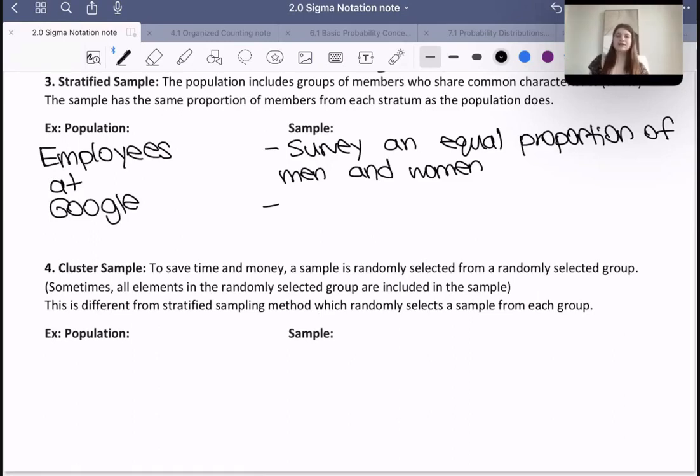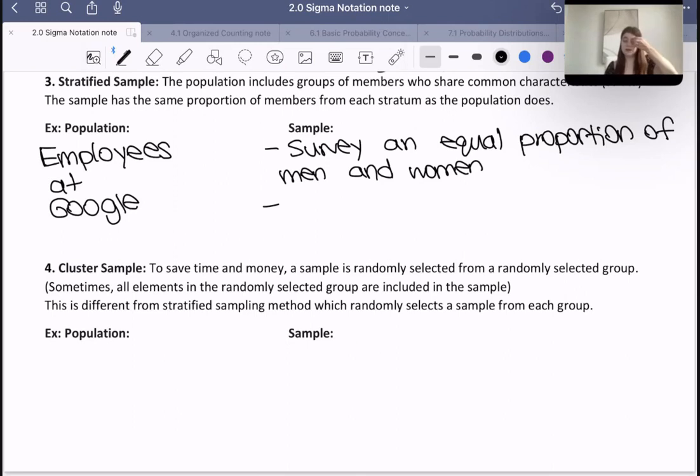All right, so the next one is a stratified sample. This is where the population includes groups of members who share a common characteristic, or strata. The sample has the same proportion of members from each strata as the population does. So, for example, let's say it's employees at Google, and they want to find out about gender equality in the workforce, and they want to make sure that men and women are being equally represented. They would take the proportion of males and the proportion of females and make sure that the proportions are the same. Now, that does not mean the numbers are the same, right? If there's more males in the workplace, then more males are going to be surveyed, right? Just as if there's more females in the workplace, more females are going to be surveyed. However, the proportions must be the same for both, so they're both equally represented in this group as they are in the overall population, right? In the overall employees at Google.